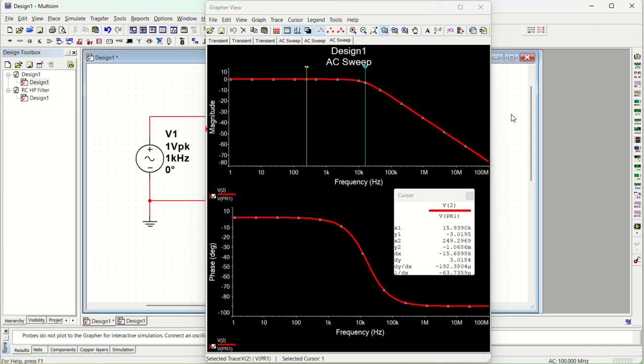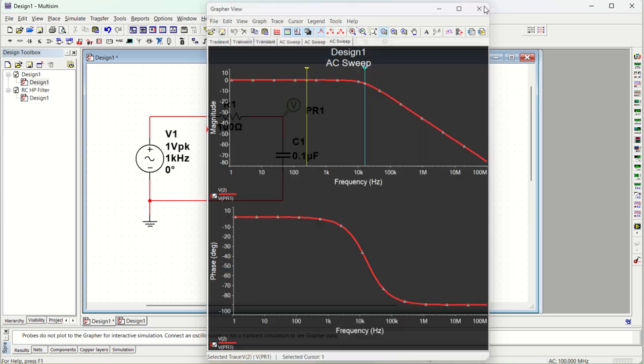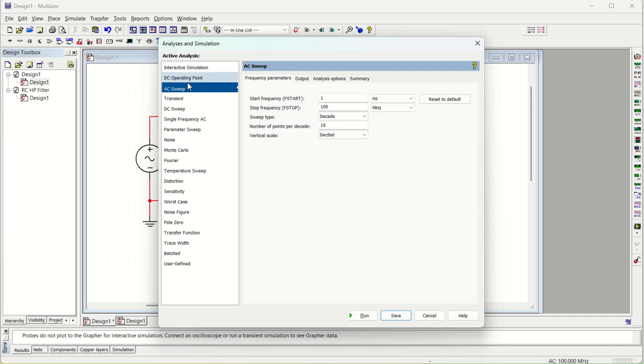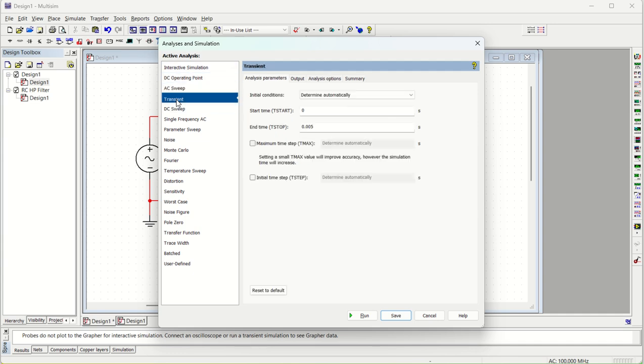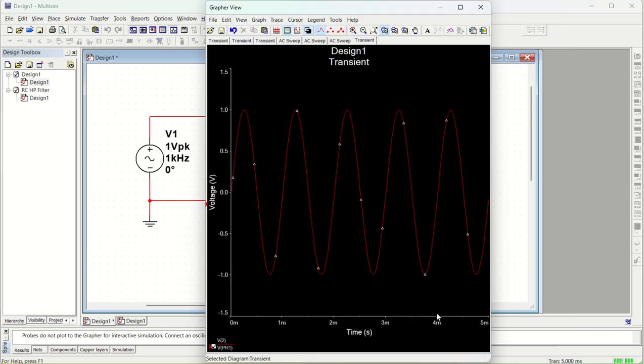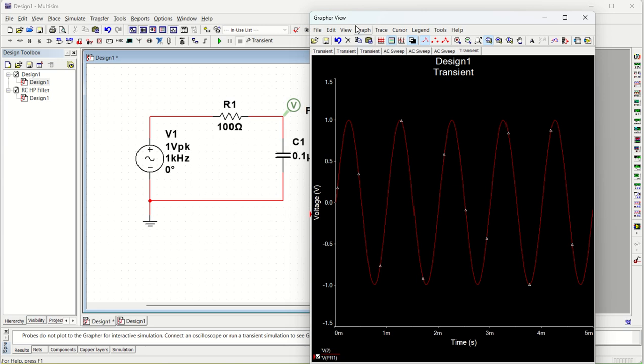Now we will set the output for a normal graph. Go to Simulate, Analyses and Simulation. Go to Transient and we will simulate it for, let us say, 5 milliseconds, because we have the input signal at 1 kilohertz. It means 1 millisecond will be 1 pulse, and 5 milliseconds will be 5 pulses. Let us run it. As you can see, we have PR1, that is your output.